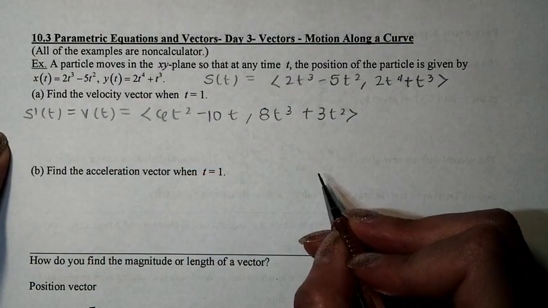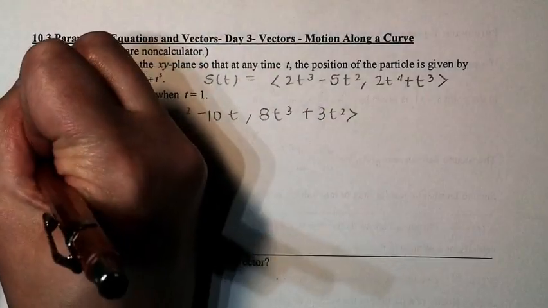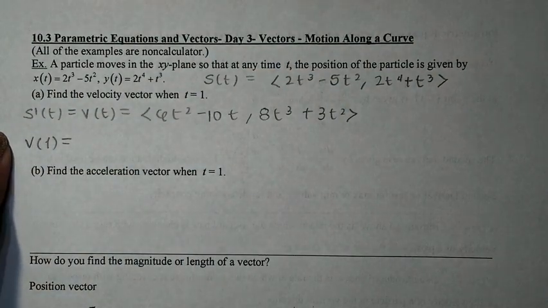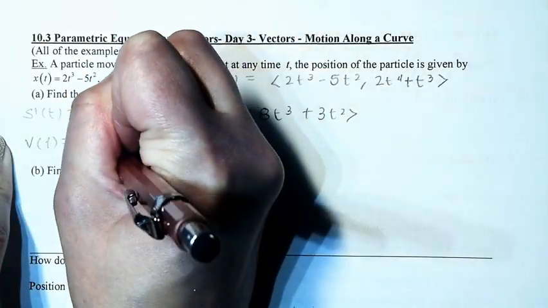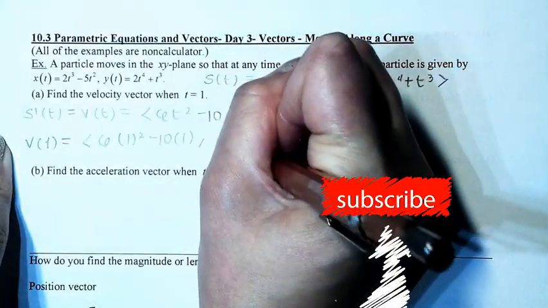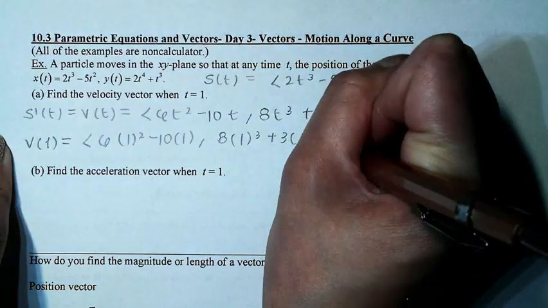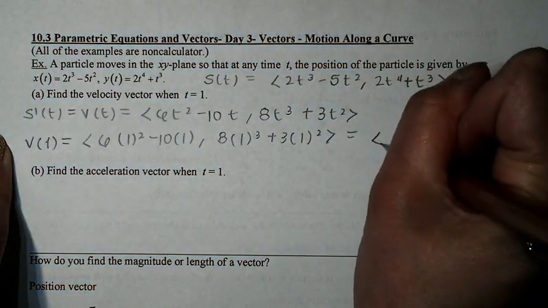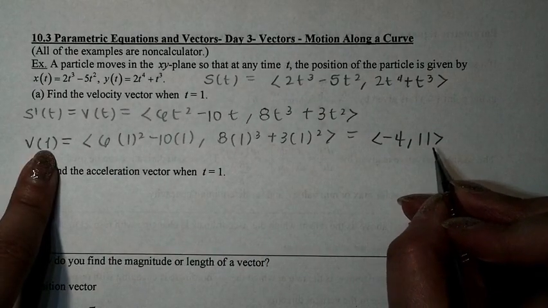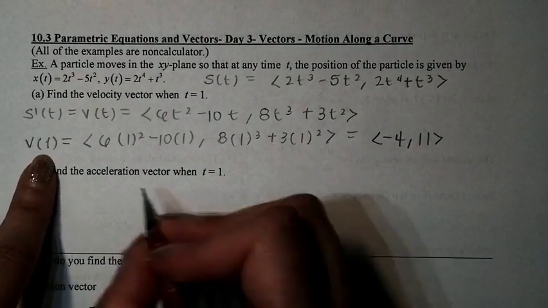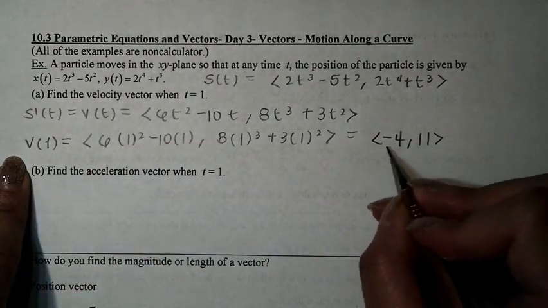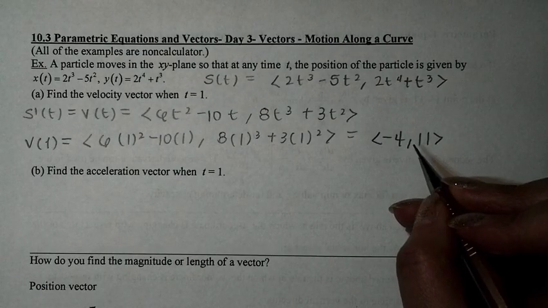But that's not it. They are telling you when t is equal to 1. Therefore, you take the velocity and substitute the t for the 1, so you have 6 times 1 squared minus 10 times 1, comma, 8 times 1^3 plus 3 times 1^2, which is equal to negative 4, comma 11, and that's your velocity vector when t is equal to 1. Please make sure that when you label this, you have the 1 here, because v of t is not going to be equal to this. It's specifically when time is equal to 1.